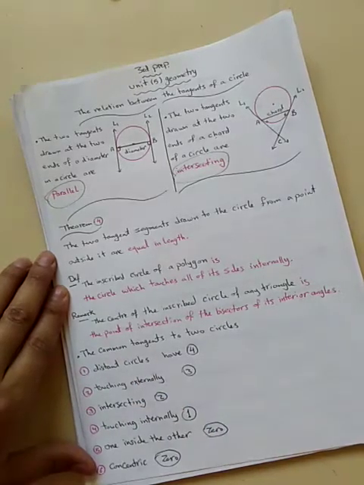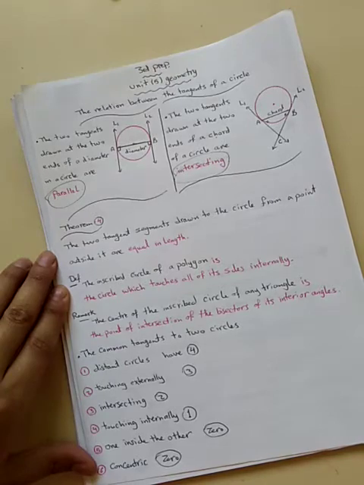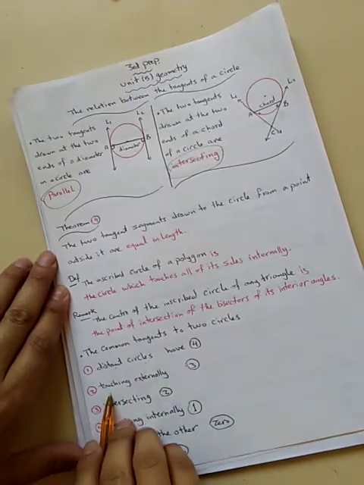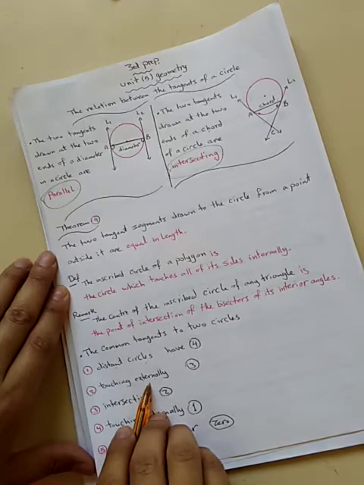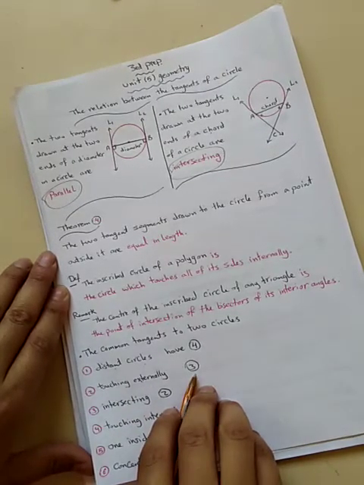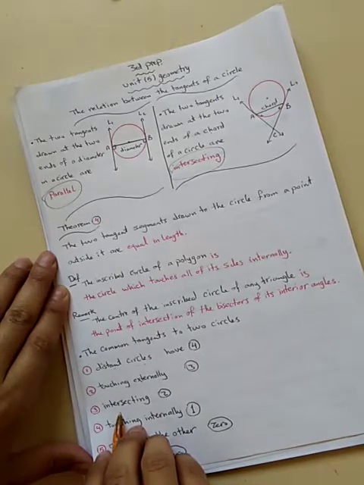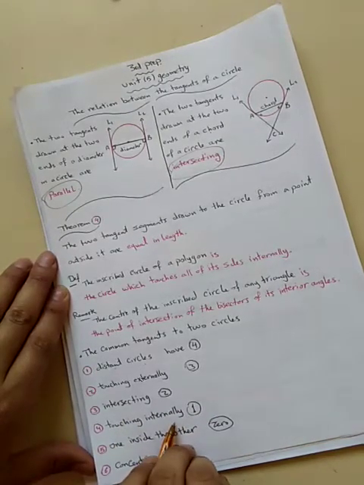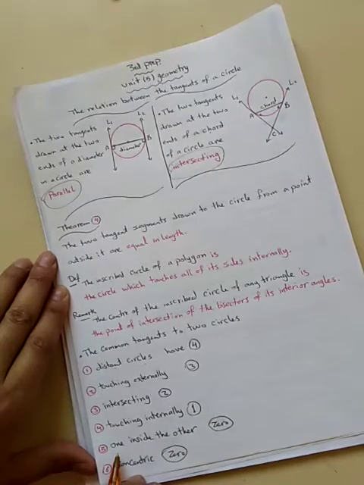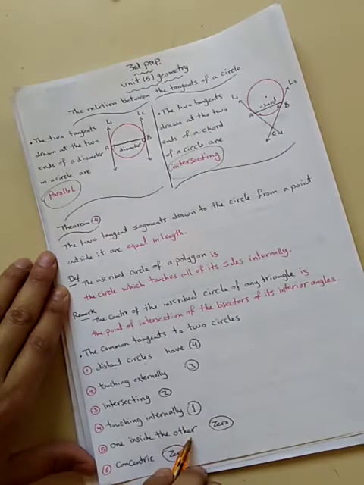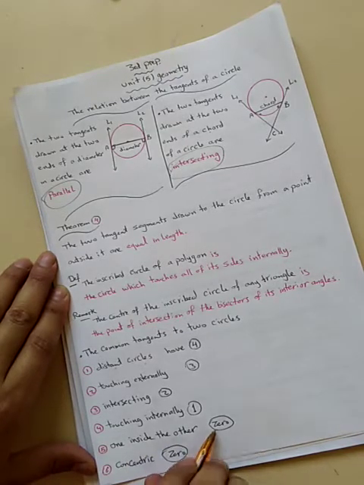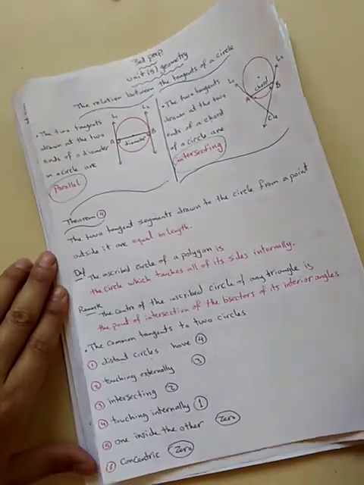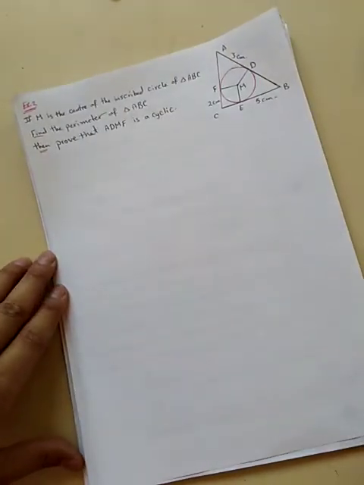And also, we know that any circle has tangents. If we have two distant circles, then we have 4 common tangents. If we have two externally touching circles, then we have 3 common tangents. For two intersecting circles, we have 2 common tangents. For two internally touching circles, we have 1 common tangent. If we have one inside the other, or two concentric circles, then we have no common tangents. Let's turn to example number 2.